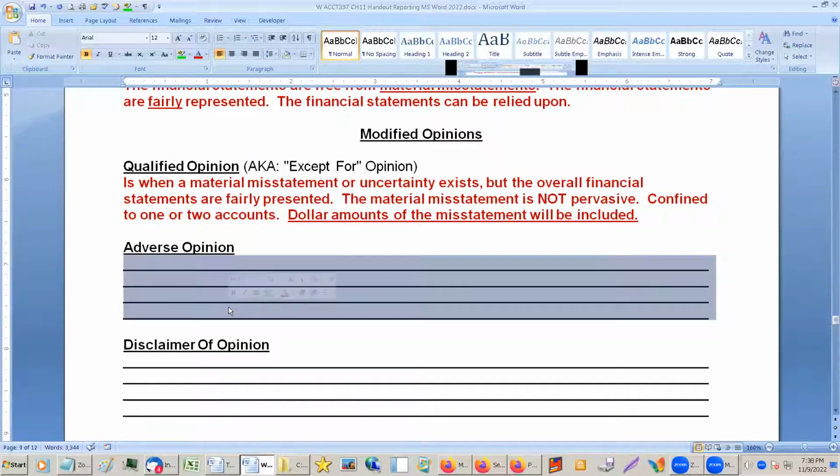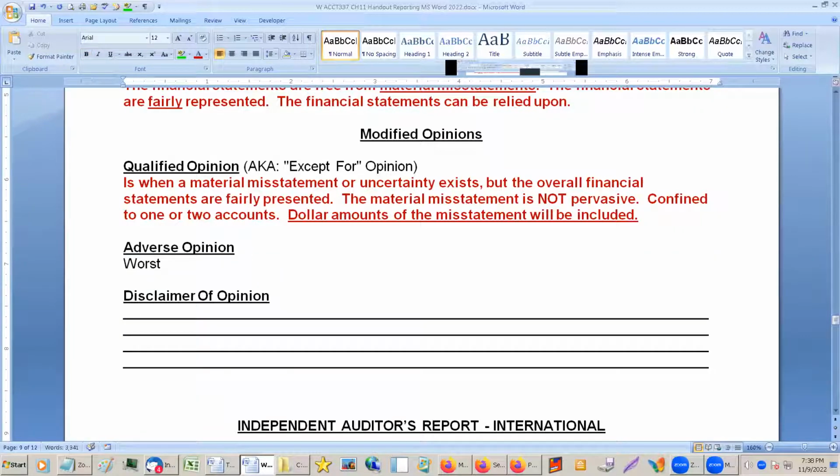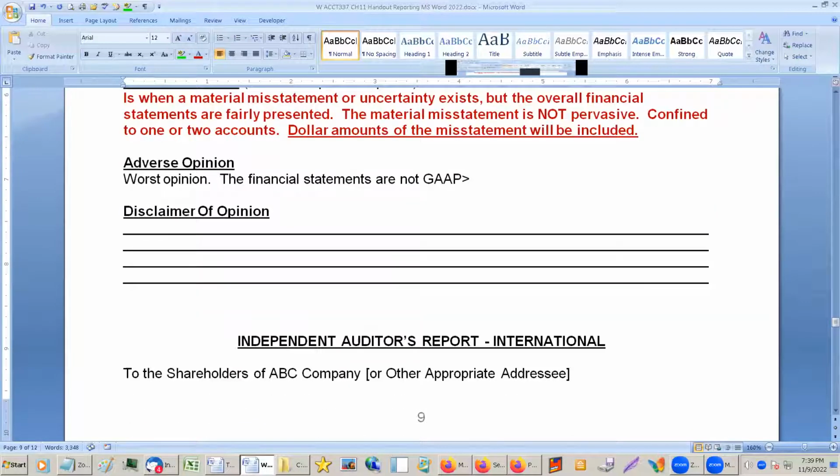Adverse opinion. This is the worst opinion. The financial statements are not GAAP. Material misstatements are pervasive.